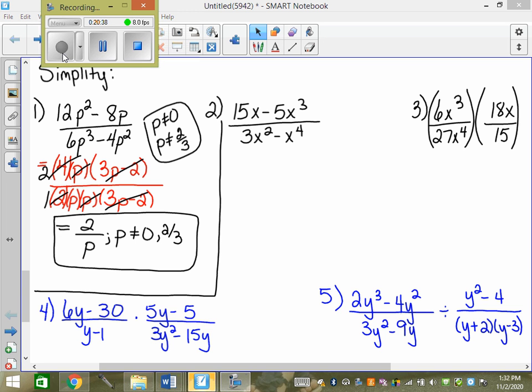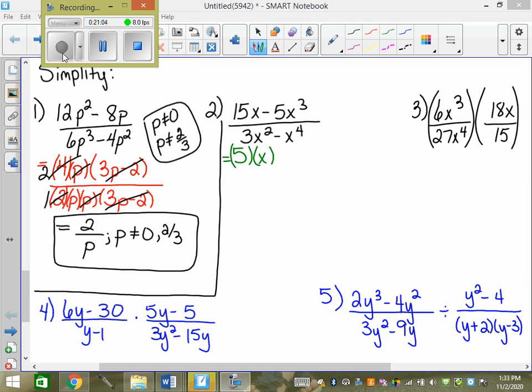Number 2, what can I take out of the top? A 5 and an x. Please make sure you have equal signs running down the sides. The only one that you don't have equal signs running down the sides is solving, because solving has an equal sign running down the middle. So we don't put one around the side on solving, or you'll lose marks. If it's addition, subtraction, simplifying, multiplying, dividing, it runs along the left. Solving, though, runs in the middle.